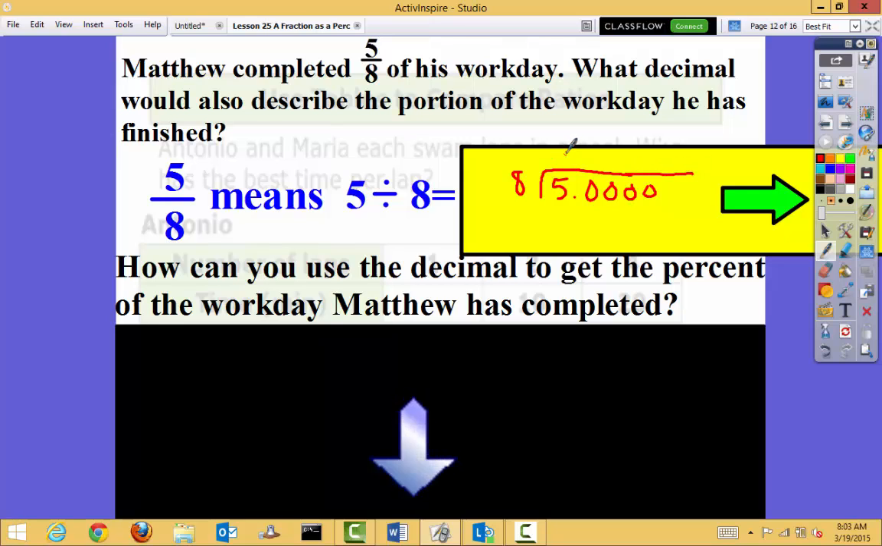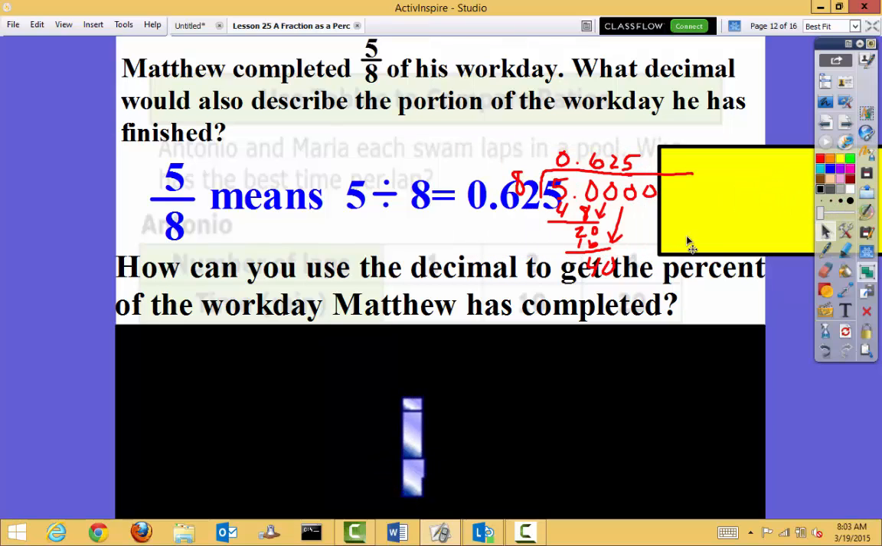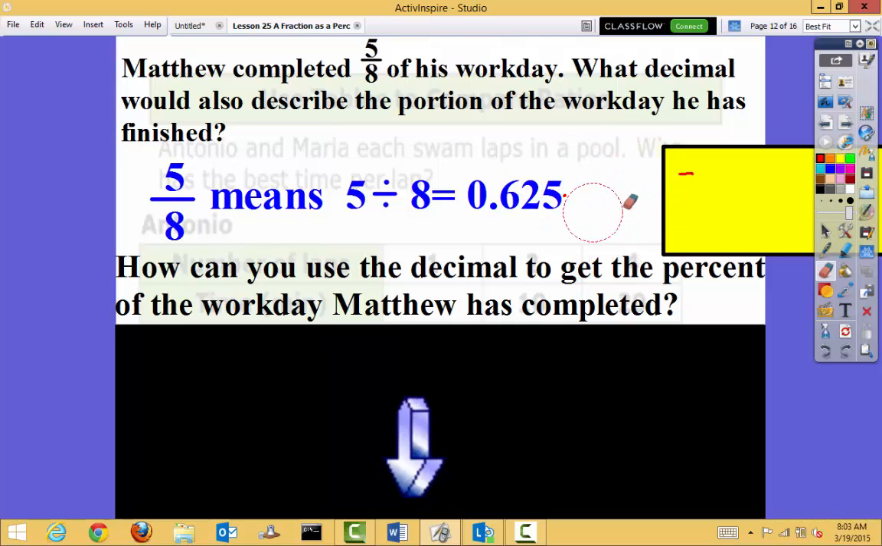8 goes into 5 0 times. Bring that decimal up. 8 goes into 50 6 times. I'm going to have a leftover of 2. 8 goes into 20 2 times. I'm going to have a leftover of 4. And it goes in 5 times. Alright, so let's check. Yeah, so that is how we got that 0.625. So now let's look at our next problem.